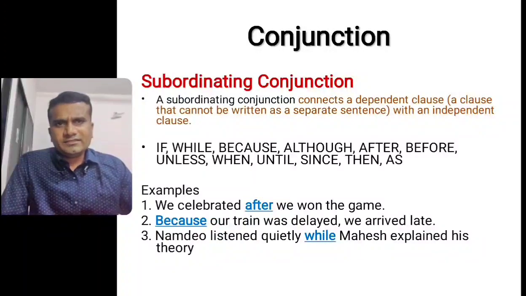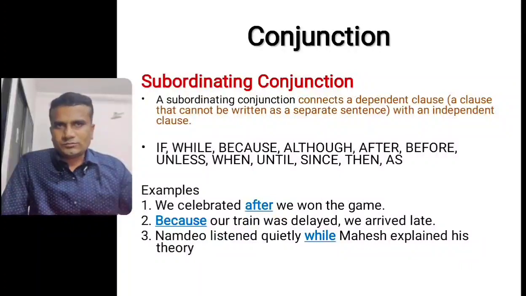We will see some examples of how subordinating conjunctions are used in sentences. The first example is: we celebrated after we won the game. Here you will find that a dependent clause is connected with an independent clause with the help of a subordinating conjunction, that is "after". In the next sentence: because our train was delayed, we arrived late.